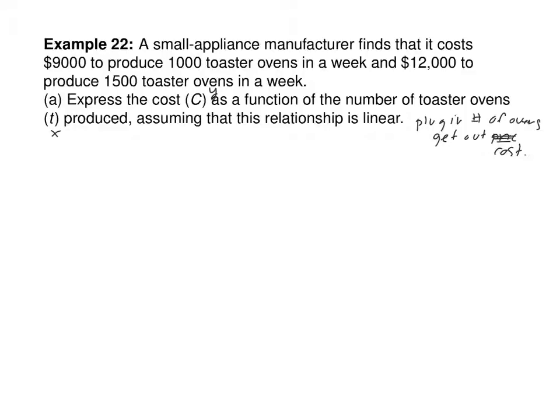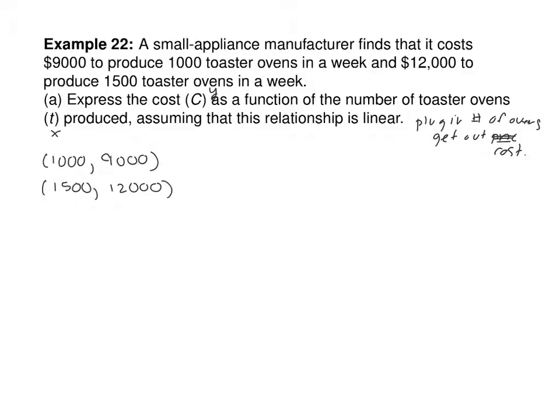Okay. And you're going to assume that this relationship is just straight up linear, which means that the equation that describes the cost is a line. And what they've given you are 2 points in disguise. So what's one of the points? Just keep in mind that toaster ovens is x, so x has to go first. 1,000 toaster ovens costs how much money? $9,000, right? What's the other point? 1,500 costs 12,000.